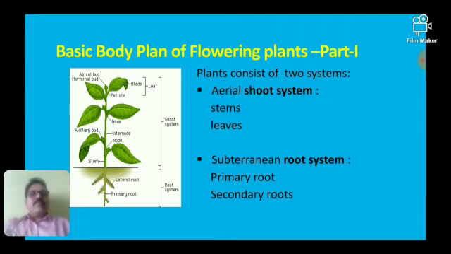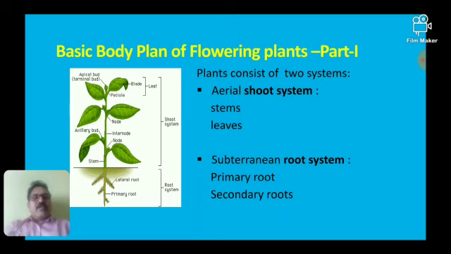Actually, this type of plant body develops into the root and the shoot system, and these are developed from two parts, that is, from the radicle the root system will be developed, and from the plumule the shoot system will be developed. So these are the parts of the shoots, these are the parts of the roots.